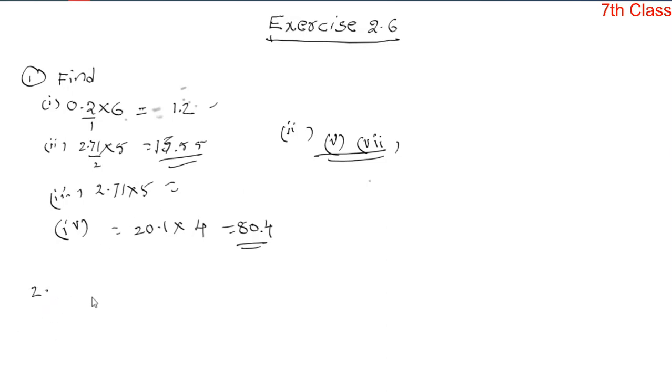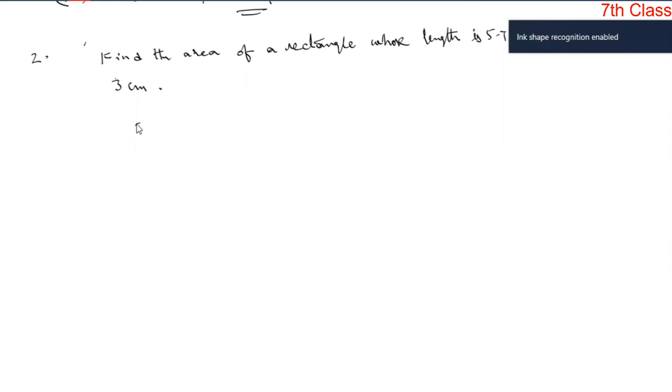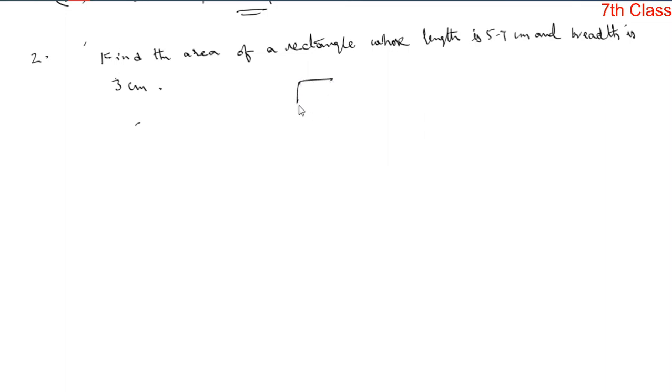Now, second problem. Find the area of a rectangle whose length is 5.7 centimeters and breadth is 3 centimeters. Area of a rectangle, as you know, in a rectangle opposite sides are equal. This side is equal to this one, and this side is equal to this one. The length is 5.7 centimeters and the breadth is 3 centimeters.